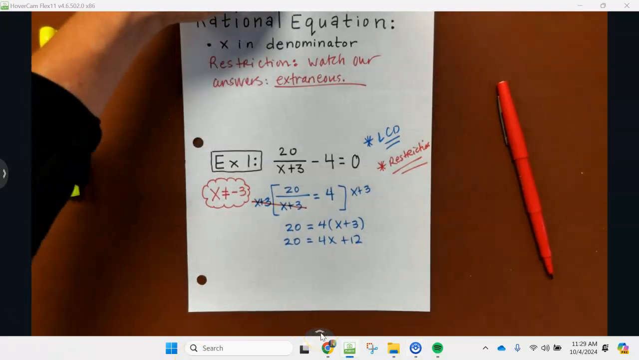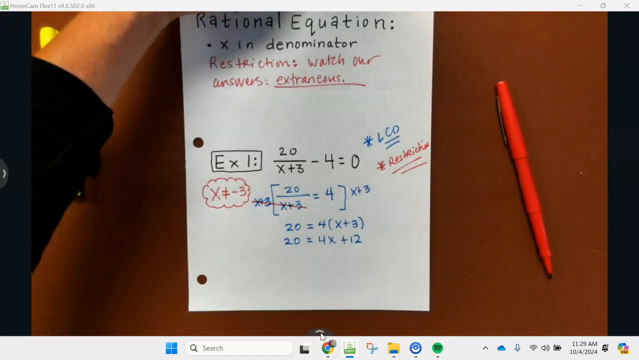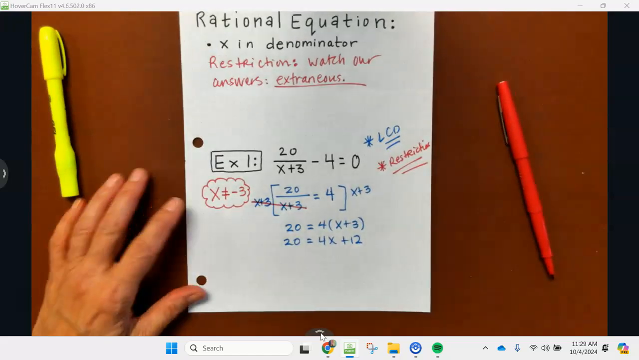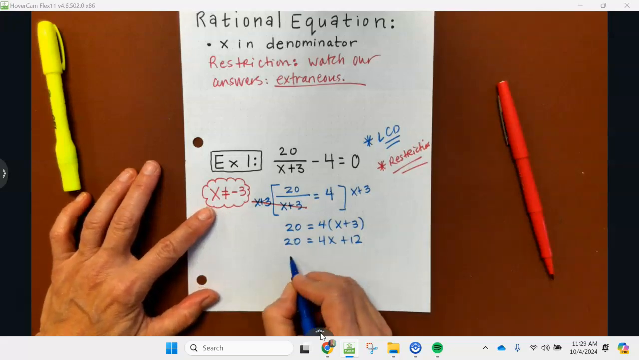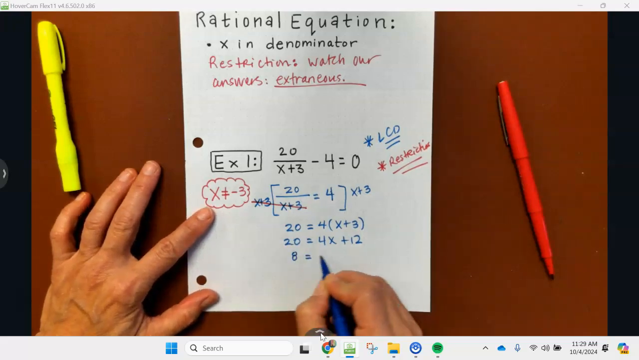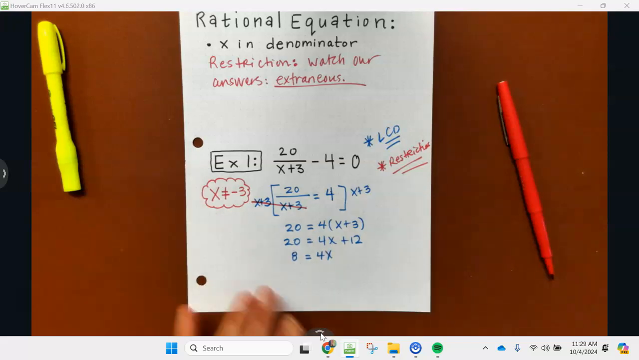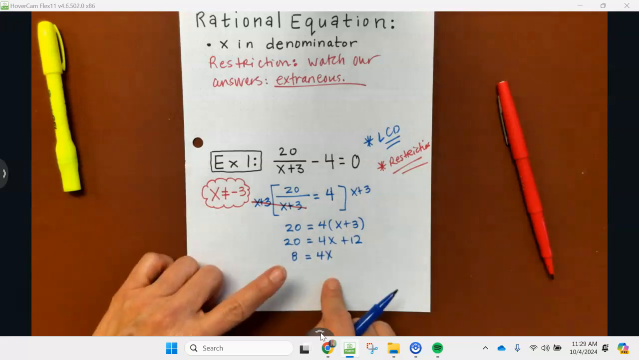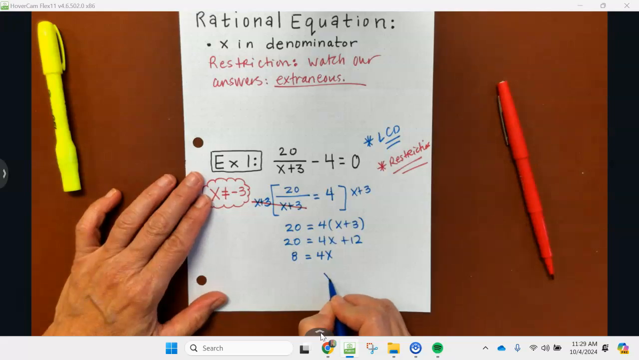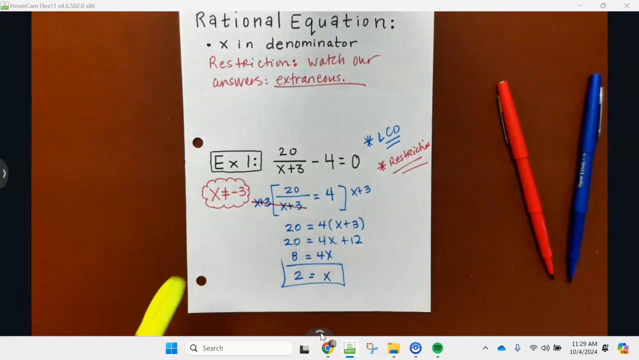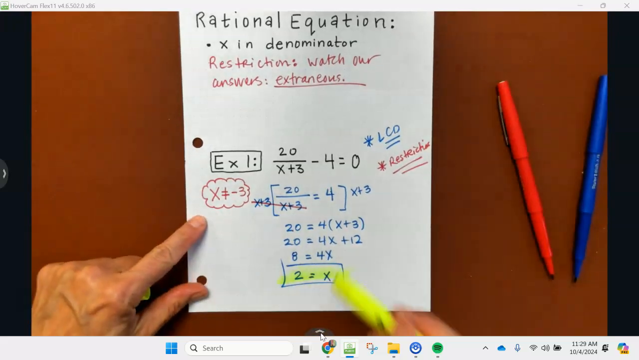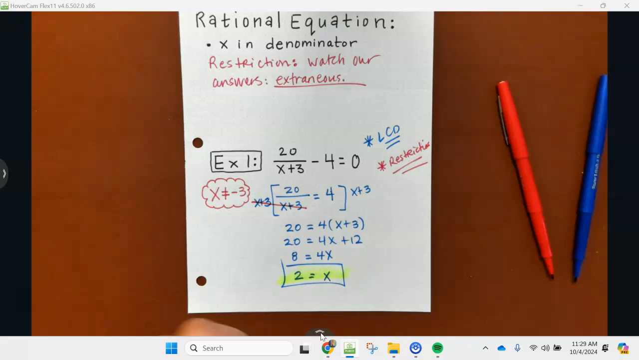I'm going to move that 12 to the other side, divide both sides by 4, and then let's see what we get. So when I move the 12 over, 20 minus 12 is going to be 8. And then 4x, divide both sides by 4. We know x is going to equal 2. That's great. That's a good answer. So we're going to box that in because it wasn't a restriction. And that's how we're going to do these rational equations.